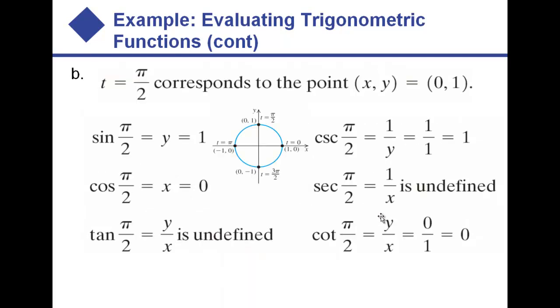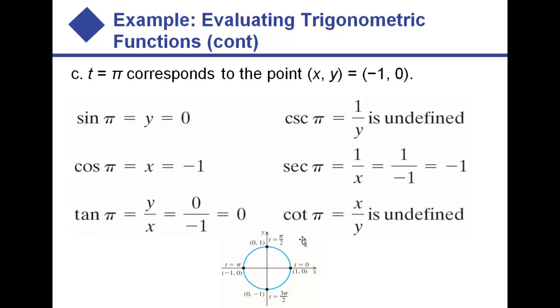Do the same thing for the next point at pi over 2 when we're up here at the top. We can see that our y distance is 1, but now our x distance is 0. So sine is 1, cosine is 0, and all the rest are built off of those. So you see, you no longer have to worry about memorizing 6 answers. You just have to know 2. And then the other 4 come from their relationship to sine and cosine.